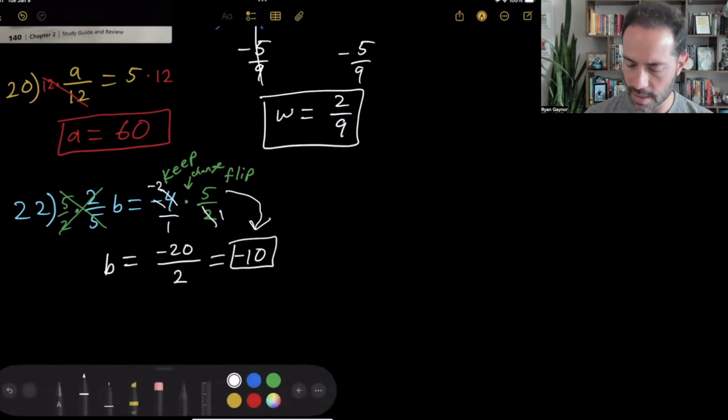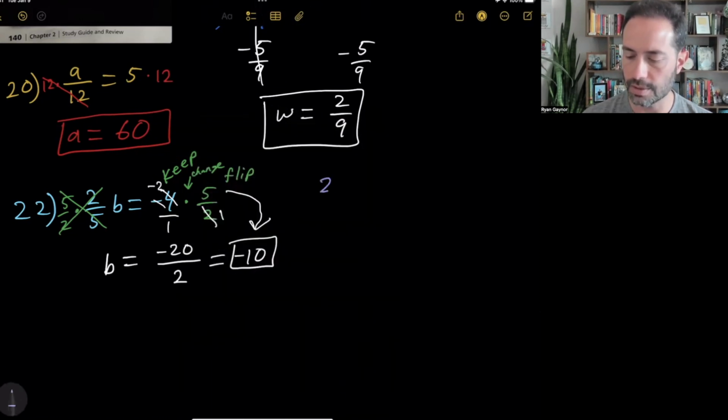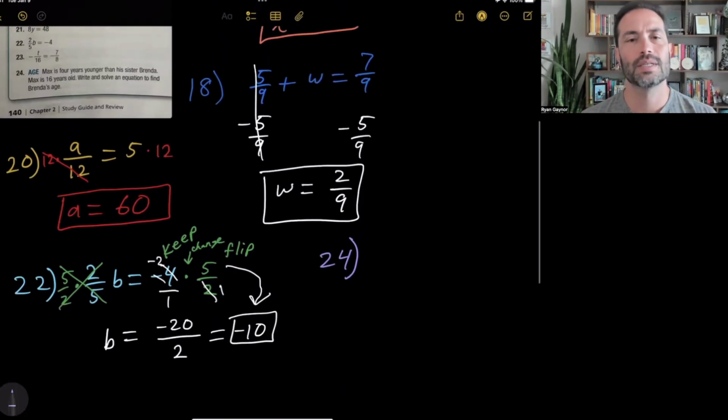Okay, so now we've got our word problem. 24. All right, let's read this together. So Max is 4 years younger than his sister, Brenda. Max is 16 years old. Write and solve an equation to find Brenda's age.